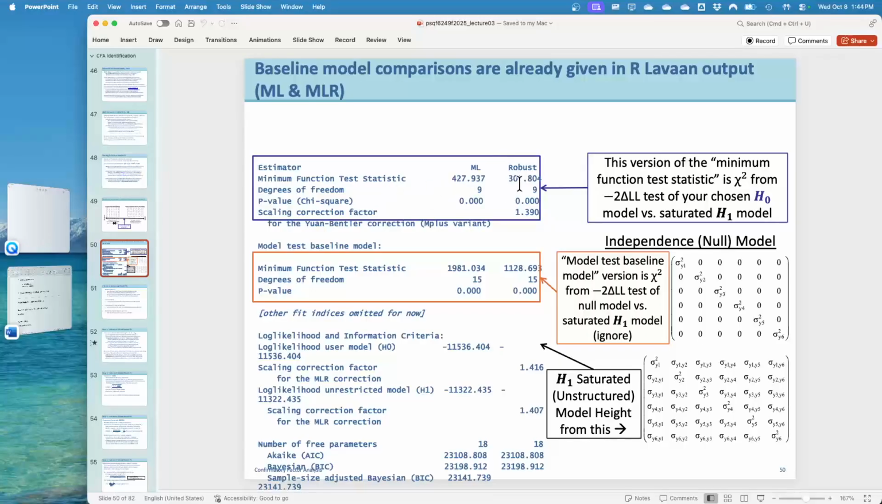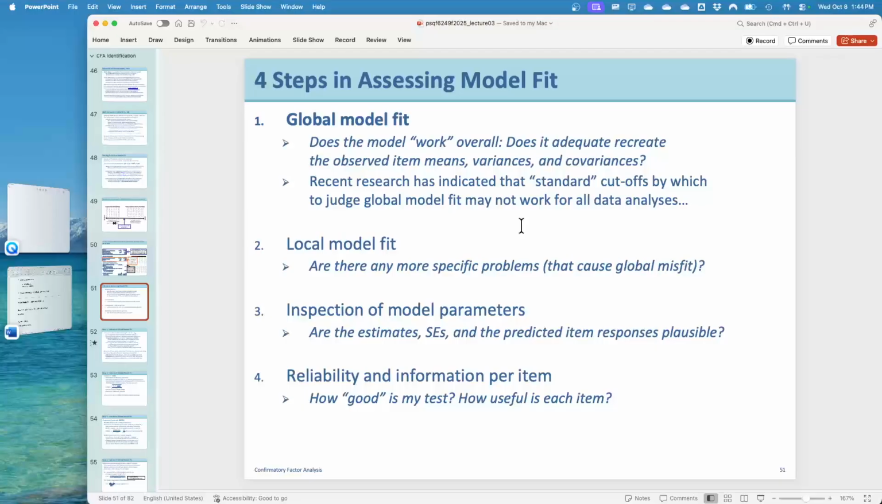We've seen this before, our estimator and all this. But same 4 steps in addressing model fit. And let me just ask, are you comfortable with this? The model fit is exactly the same, same methods. Do you want me to go through this again, or can we just move on?